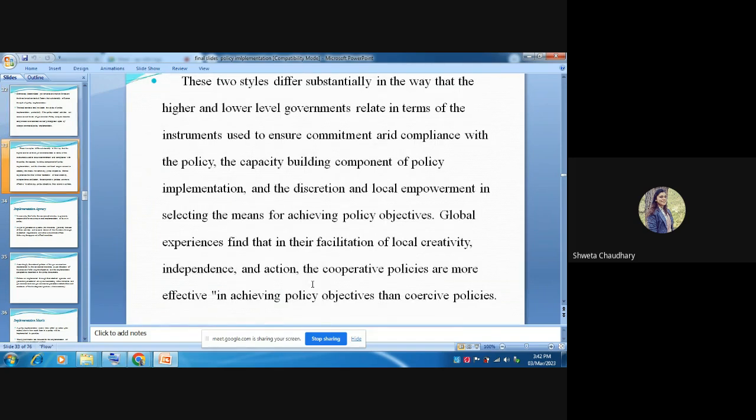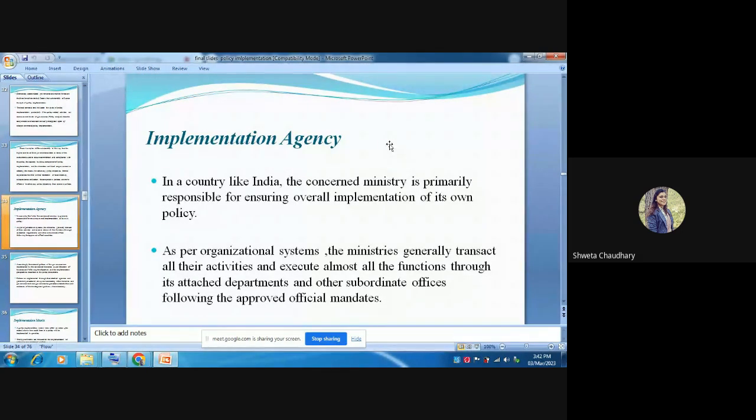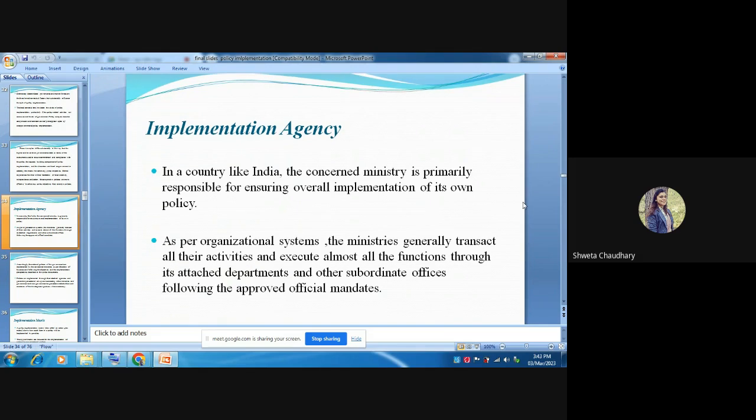So we basically believe that the policy should be in cooperation mode, which means it should mutually benefit both the government and the people of the economy. Then we come to implementation agencies. In a country like India, the concerned ministry is primarily responsible for ensuring overall implementation of its own policy. What are the agencies that are responsible for implementation?